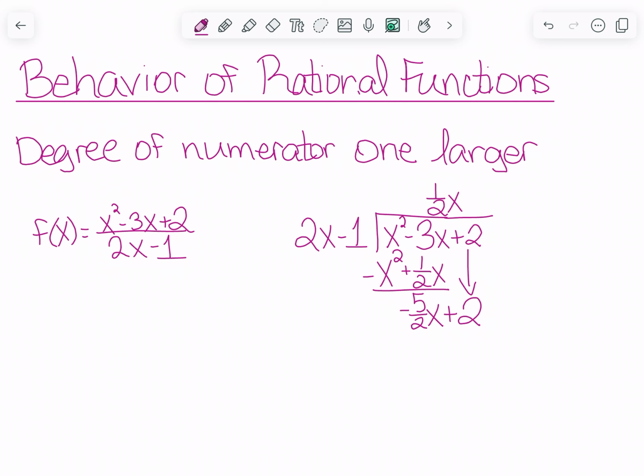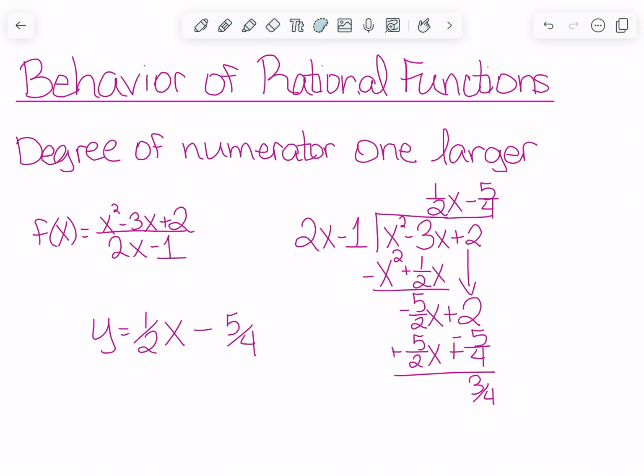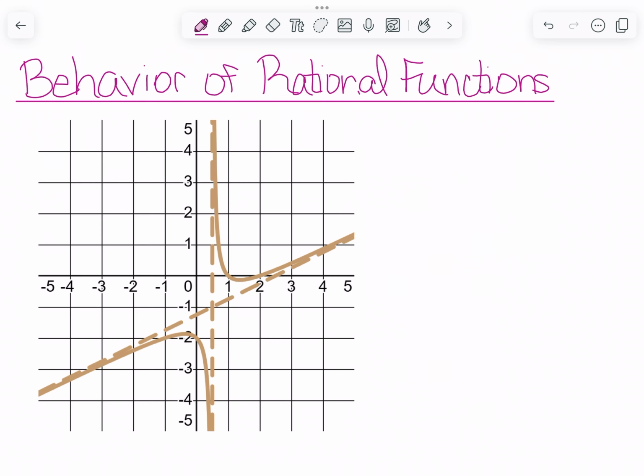Negative 5 over 2 x divided by 2x is negative 5 over 4. And then we multiply and subtract. 2x times negative 5 over 4 is negative 5 over 2 x. And negative 5 over 4 times negative 1 is positive 5 over 4. We subtract to get 3/4, and the actual quotient is the slant asymptote. That means y equal to 1/2 x minus 5 over 4 is our slant asymptote. The ends of the graph will actually approach this slanted line. We can see the graph of that function here. And this slanted line is that slant asymptote that we just found.